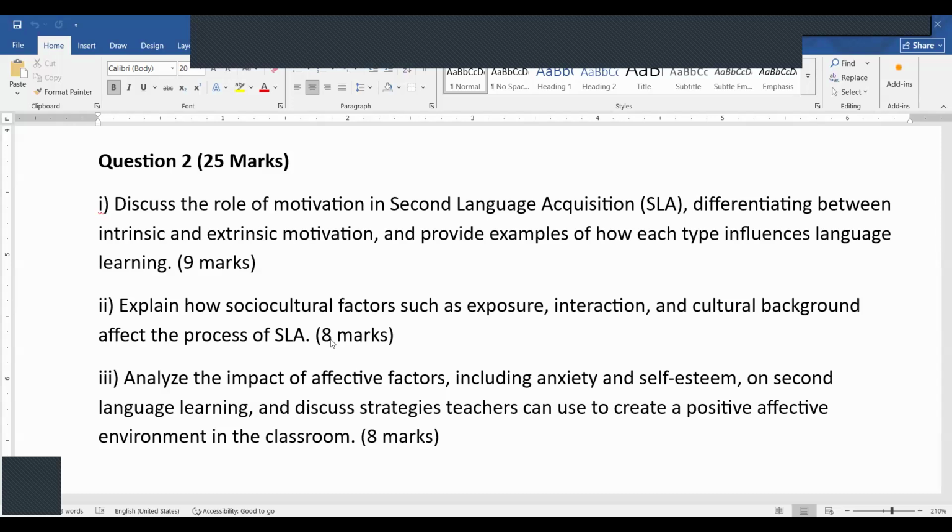Yes, correct. As for the socio-cultural factors, to simply explain how they affect second language acquisition: if a student has exposure to a second language, and of course here it is English, that is an added advantage. The student will use the second language very naturally because of exposure. Exposure to a second language is an important factor.